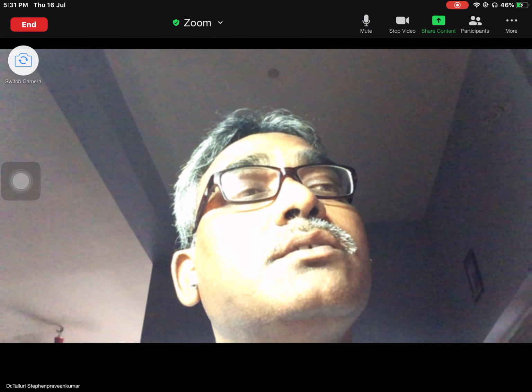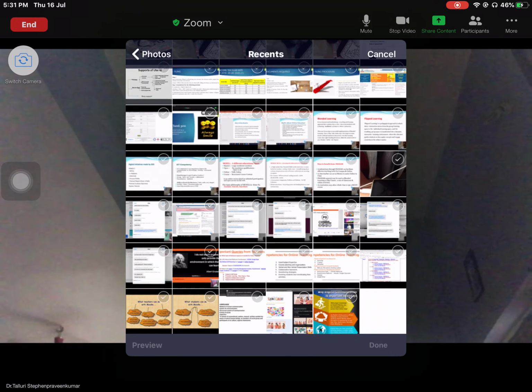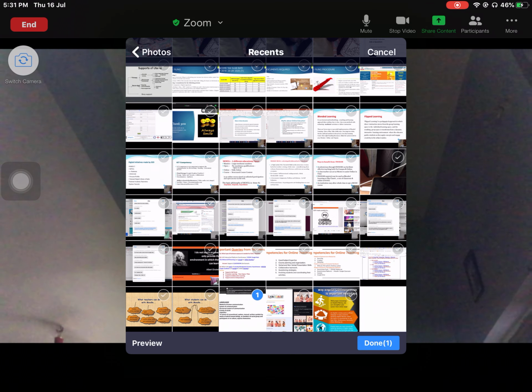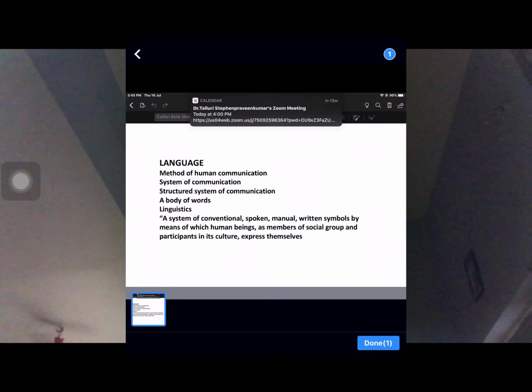Some may ask you, what do you mean by language? You can give answers in small bits and pieces. But if you want to give a correct definition of what language is, you can look at this slide, which tells about the definition of a language. Here, for our understanding, language means a system of conventional, spoken, manual, written symbols. Here it gives a very clear picture of what language is.